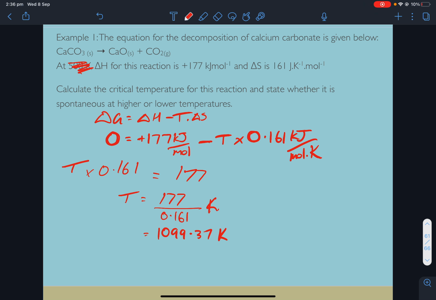Is it spontaneous at higher or lower temperatures? Let's have a look. We had a positive enthalpy minus a positive. So as T increases, that second positive will get bigger and it'll become more likely that delta G is negative, or spontaneous. So it's spontaneous at high temperatures. So it's spontaneous above 1099 Kelvin, and non-spontaneous below it.